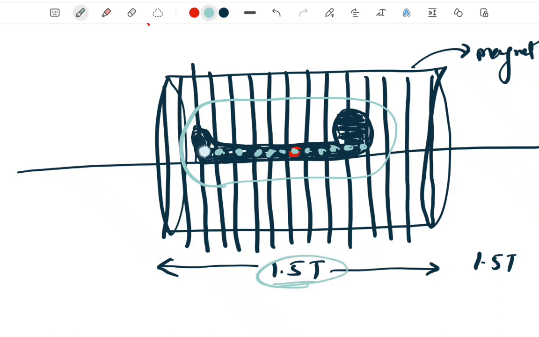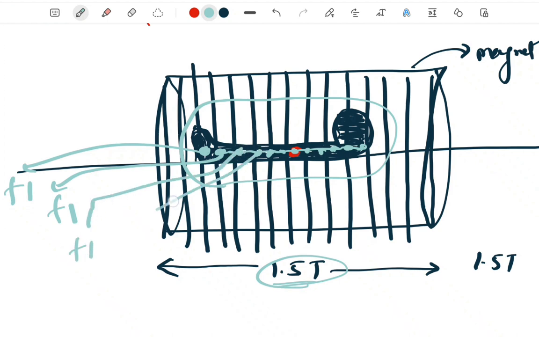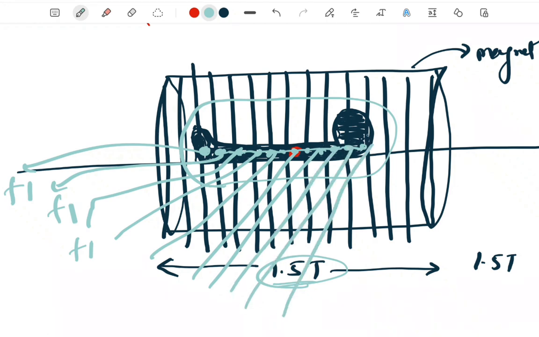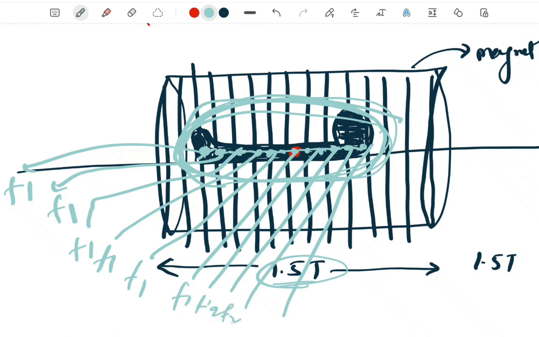So this point is under the influence of 1.5 Tesla. Each and every point has a frequency also, F1. Since this point is also 1.5 Tesla, its frequency will be F1, no change. This point is also in 1.5 Tesla, frequency is F1. If I see the frequency spectrum, this patient is in a 1.5 Tesla magnetic field, no change, the field is homogeneous. The entire body is experiencing a frequency of F1. I hope you got my point.